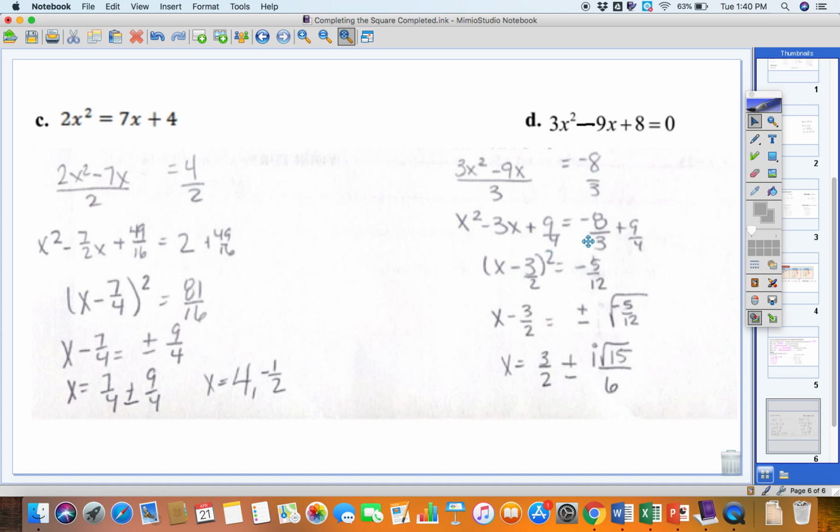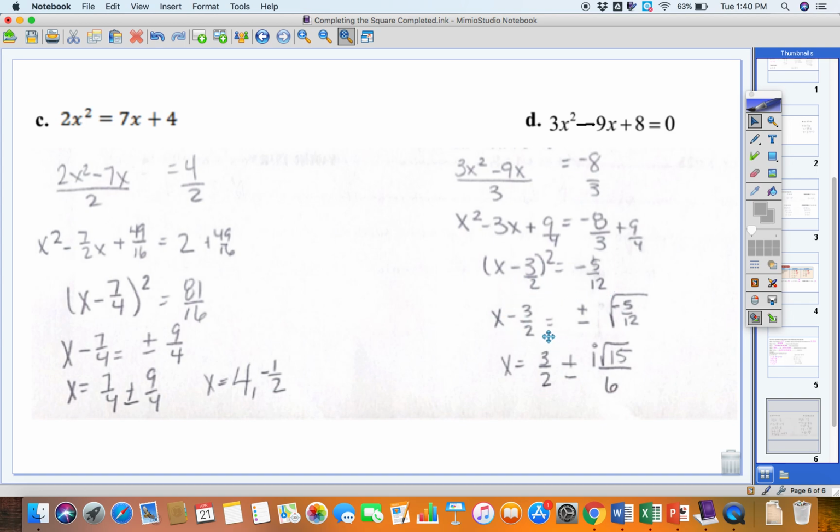So we added the 9/4 and we added the 9/4. Then we factor our trinomial and get x minus 3/2 squared. And hopefully you've noticed by now that this term in the binomial is always this number divided by 2. But we have x minus 3/2 squared equals negative 5/12.